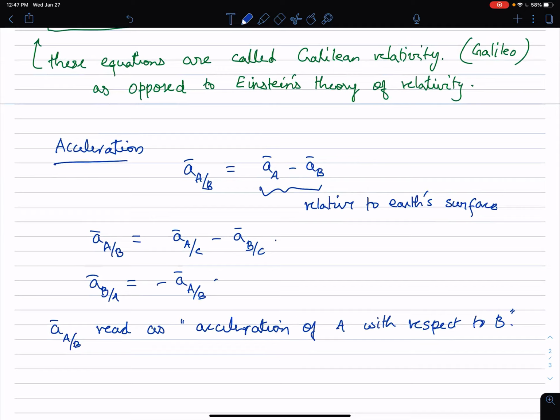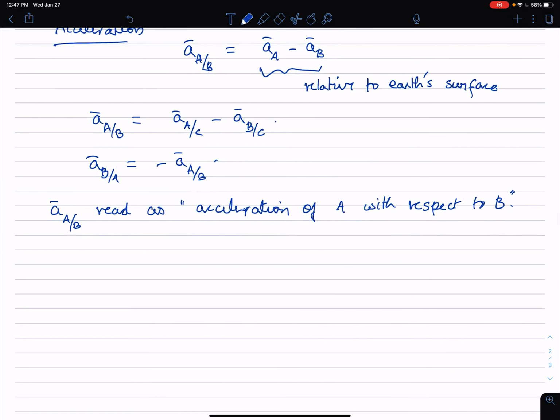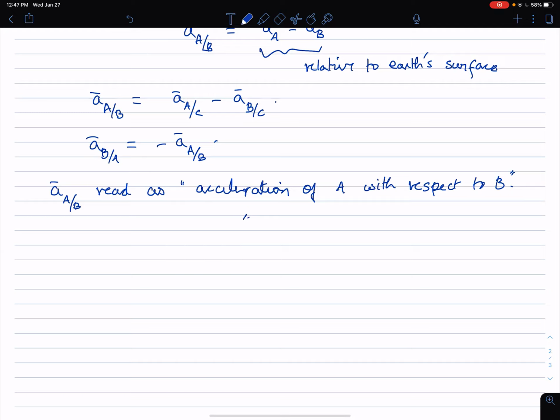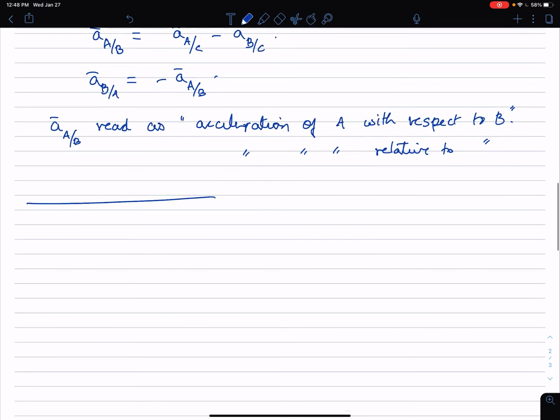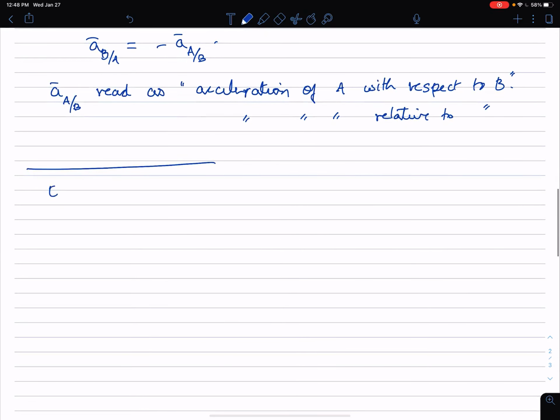So we might read this, just to be clear, as acceleration of A with respect to B, or acceleration of A relative to B. Right, so that would also be a fine way to say it. Okay, so that's the theory, pretty straightforward, and we can do some examples.